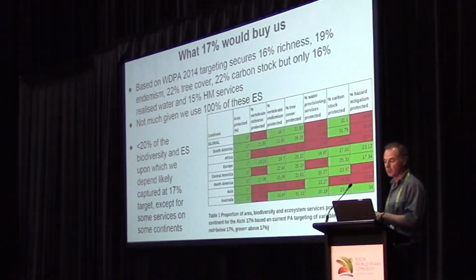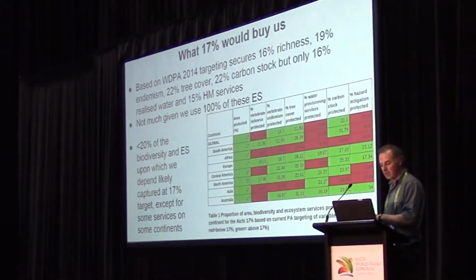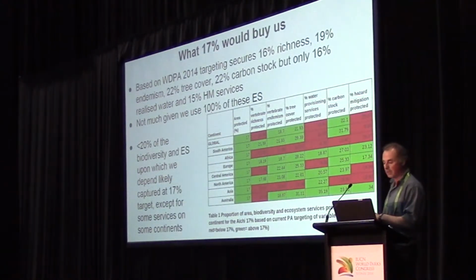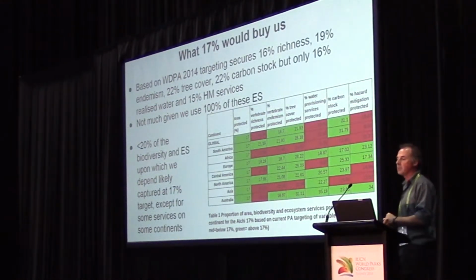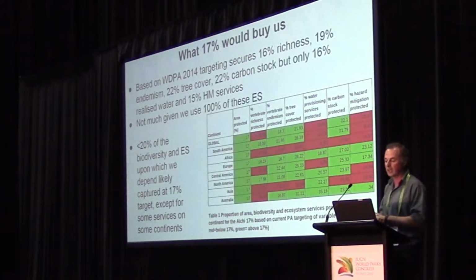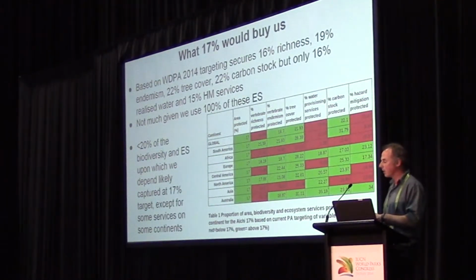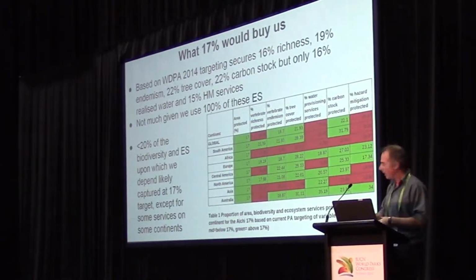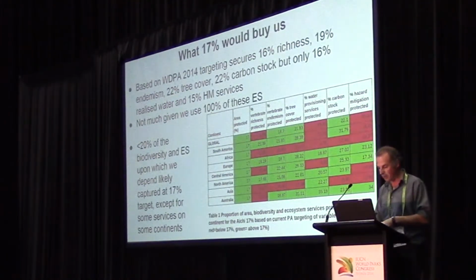If we continue using the same kind of targeting of protected areas, 17% would protect 16% of global richness, 19% of endemism, 22% of tree cover and carbon stock, but only 16 and 15% of the critical water and hazard mitigation services that we currently use. And we need to actually protect 100% of those, otherwise we have to replace them with other things, grey infrastructure and so on. So we get more green at 17%, more above 17, but nowhere near 100.